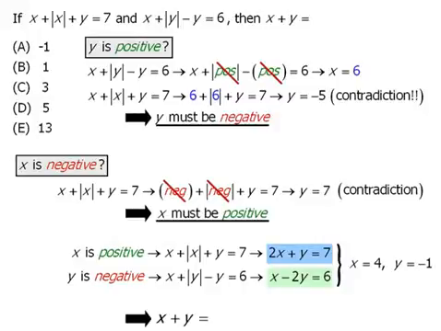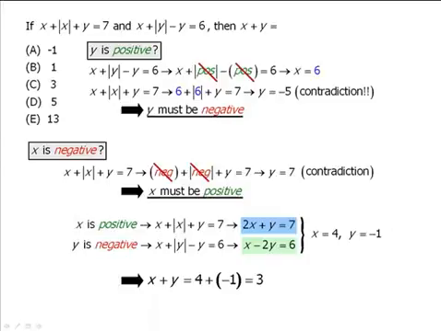So to find our sum, x plus y, this is equal to 4 plus negative 1, which equals 3, so our answer is C.